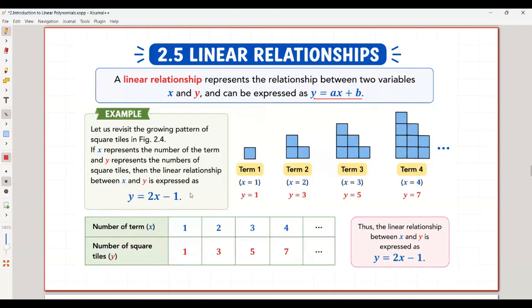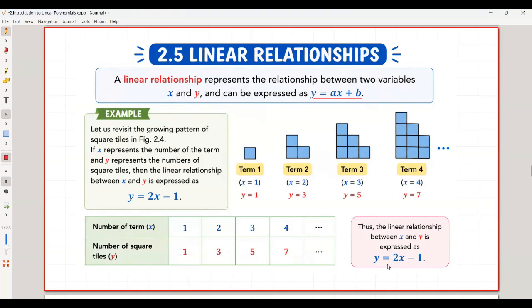So 2n minus 1, there I used the variable n. 2n minus 1 is a pattern for odd numbers. As the number of terms is increasing, the number of squares is increasing in odd numbers. So here we are introducing y as a variable and x as another variable. The linear relationship can be y is equal to 2x minus 1. Here x represents the number of terms and y represents the number of square tiles.